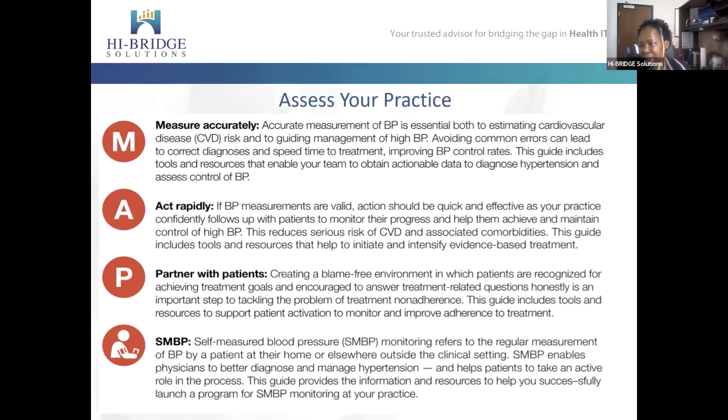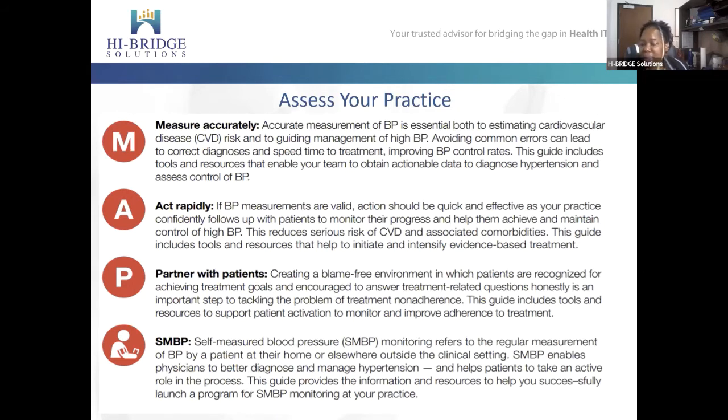Okay, so as we come towards the end of talking about the technology piece and assessing your practice, this is something else I snagged from the American Heart Association website. Like I mentioned, they have a lot of great resources. And this slide is a guide that you can use to assess your practice. It talks about measuring accurately, acting rapidly, partnering with patients, and of course, self-measured blood pressure.